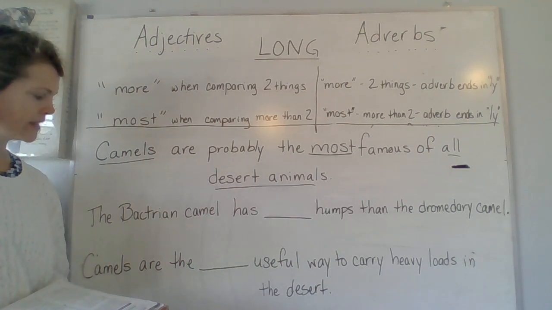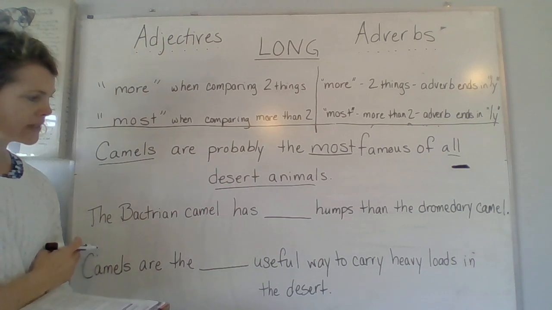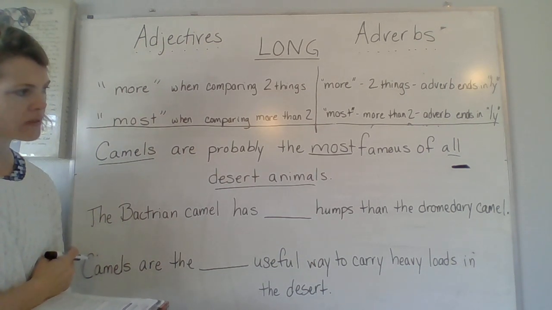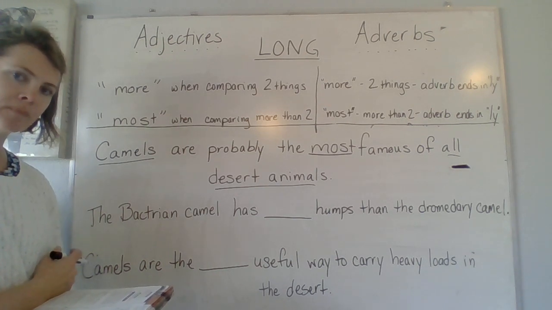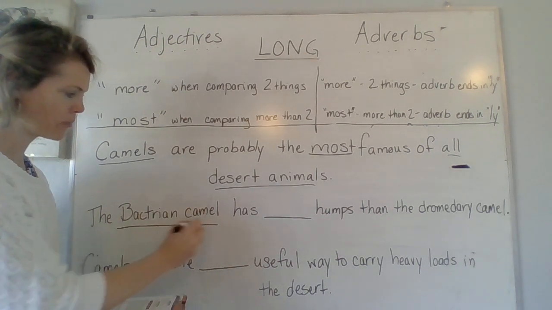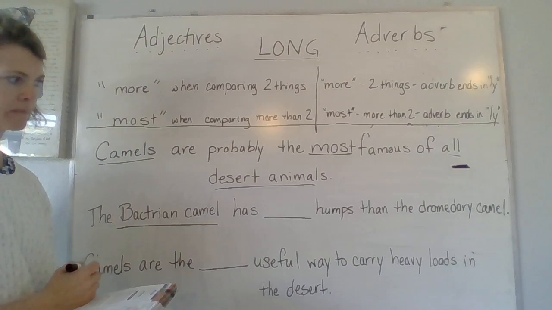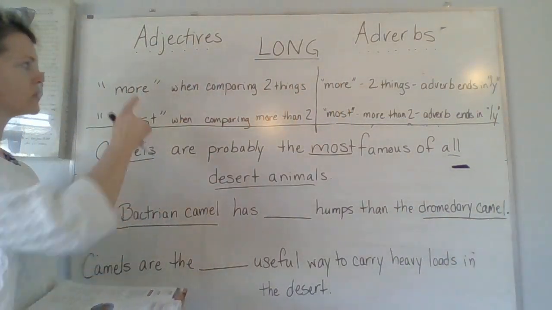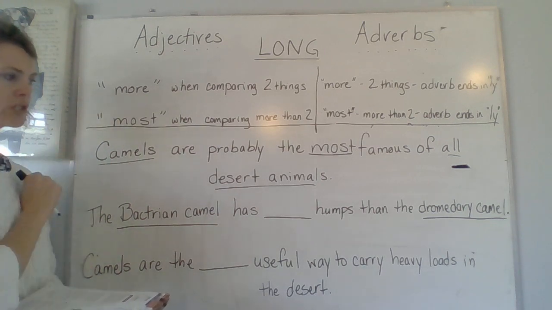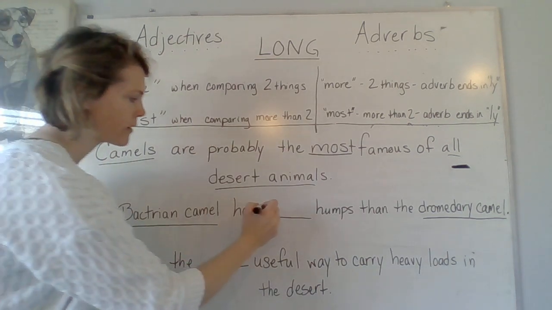That works. Let's try this one. The Bactrian camel has blank humps than the dromedary camel. How many things are we comparing? We have the Bactrian camel and the dromedary camel. That's 2 things. So since we're comparing 2 things, we're going to use the word more.